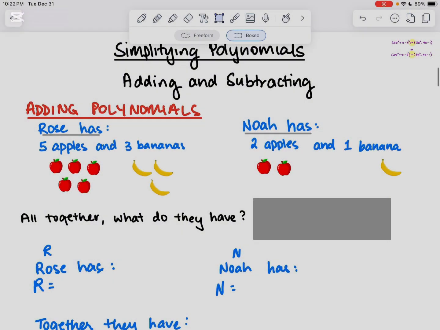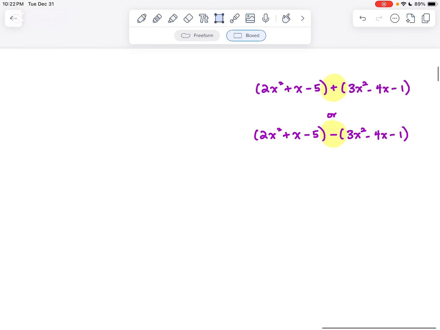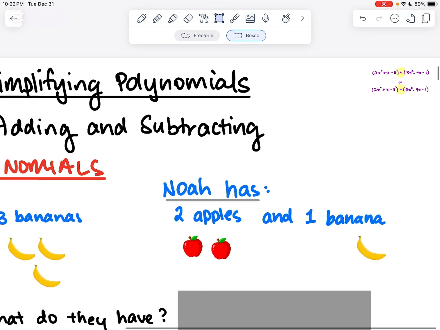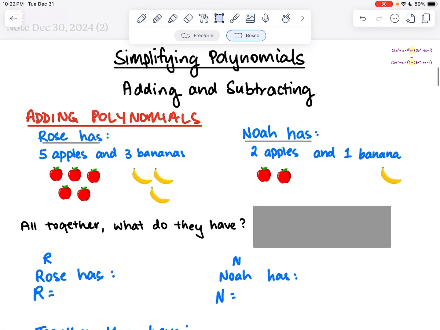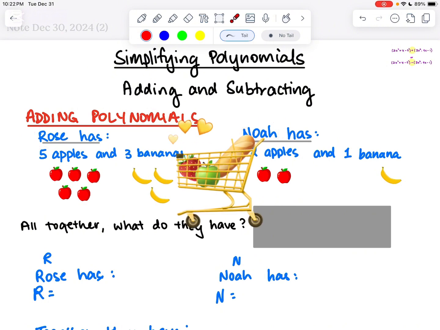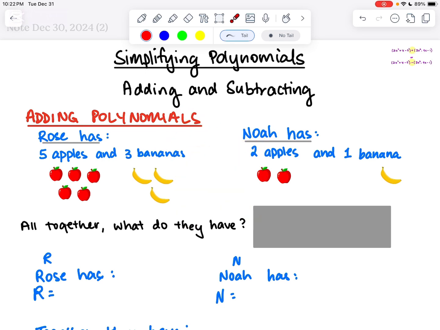Before we get there though, a lot of people find math confusing once you throw in those X's or Y's. So let me demystify that for you a bit, because really you kind of know how to do that intuitively. So let me give you an example. Let's say I have two kids, Rose and Noah, and let's say they both go to a grocery store. They each grab a grocery basket and they go grab some apples and grab some bananas.